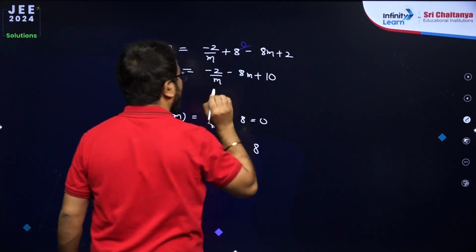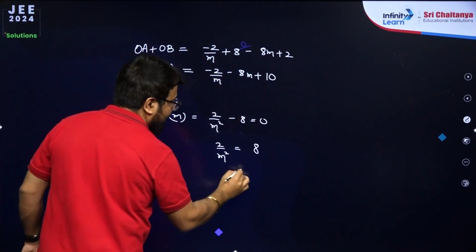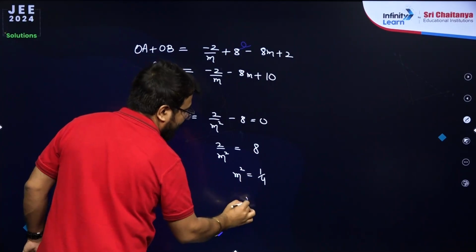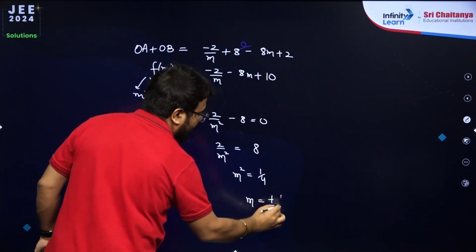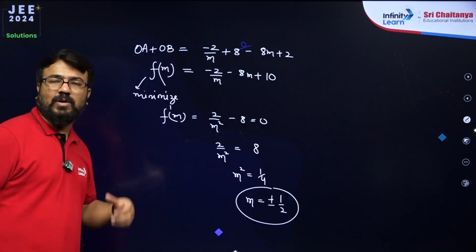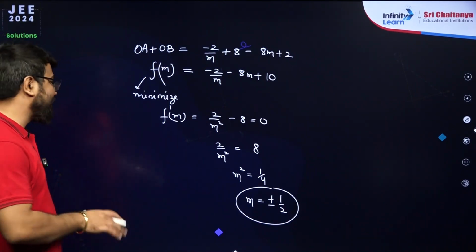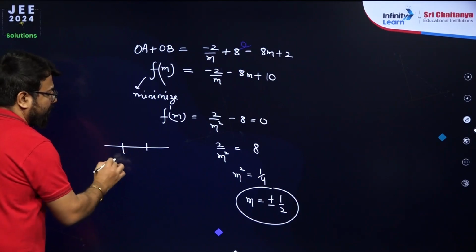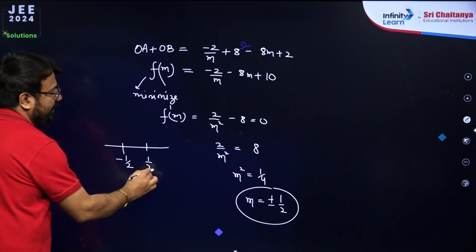Sorry. Alright. So now it is clear that m square is 1 by 4. m will be plus minus 1 by 2. So we need to check whether at m equal to half or m equal to minus half, it is maxima or minima. With the help of the first derivative test, I can check that.